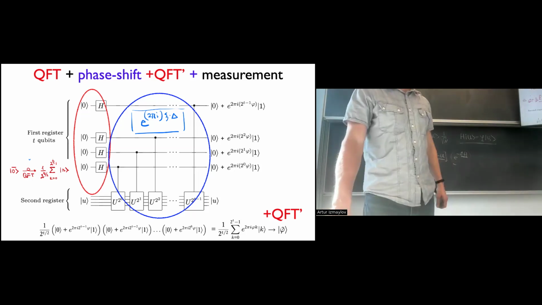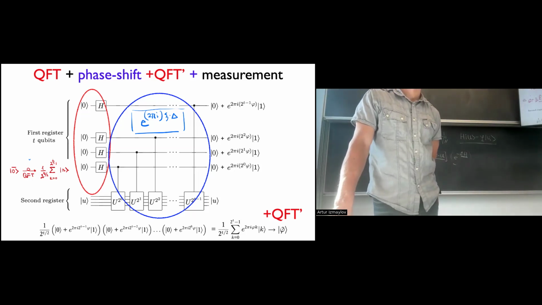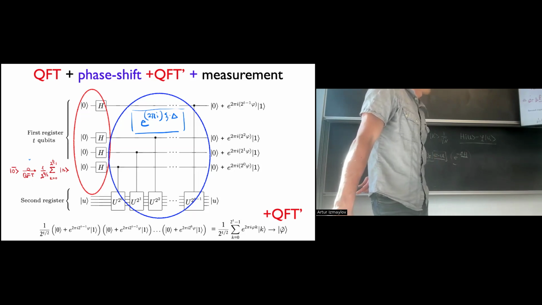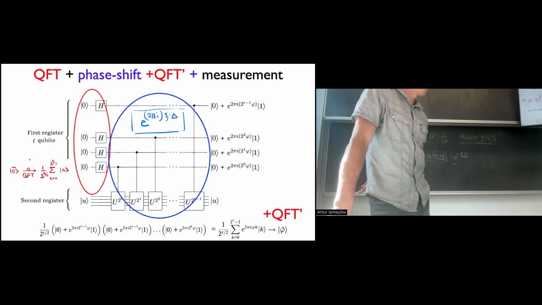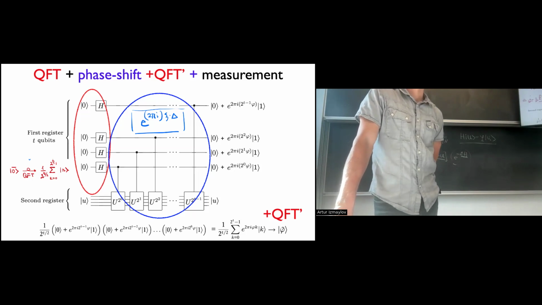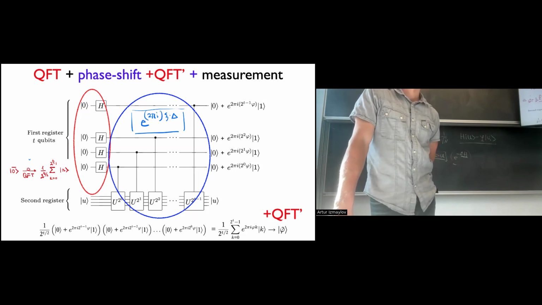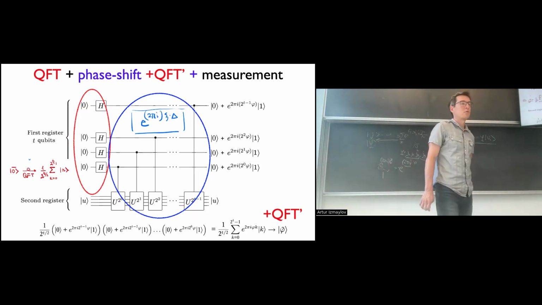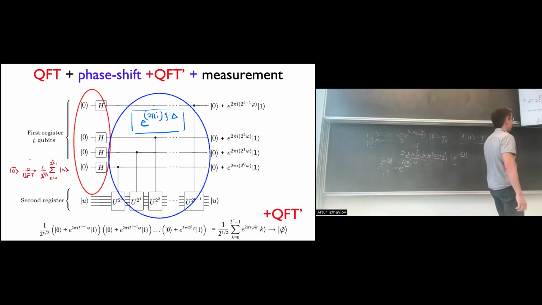But I only measure the T register here? Yes, that's right. First, the T qubits. Does it mean the second register is in the state of the wave function? Yes, that's stable. So I could do something with that if I want. Yeah, if you want to, you could do some extra measurements on the unitary.